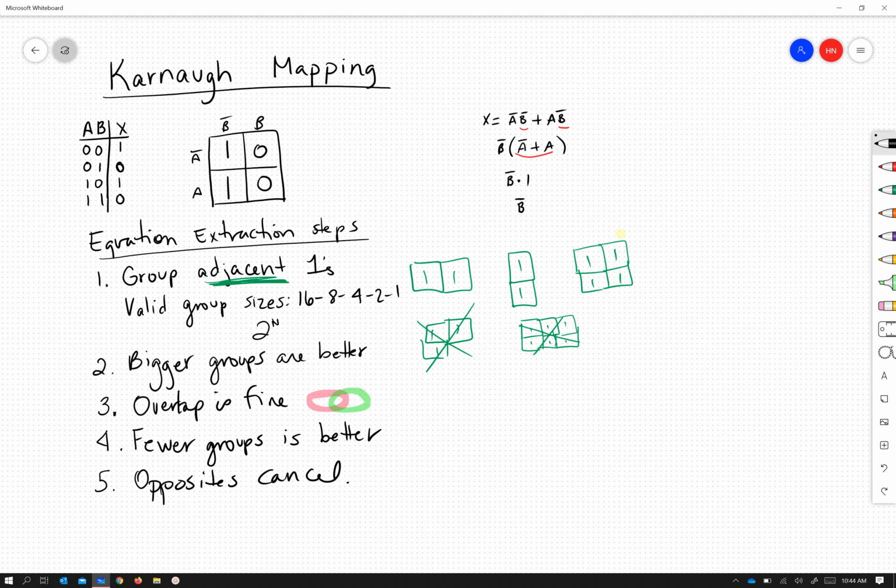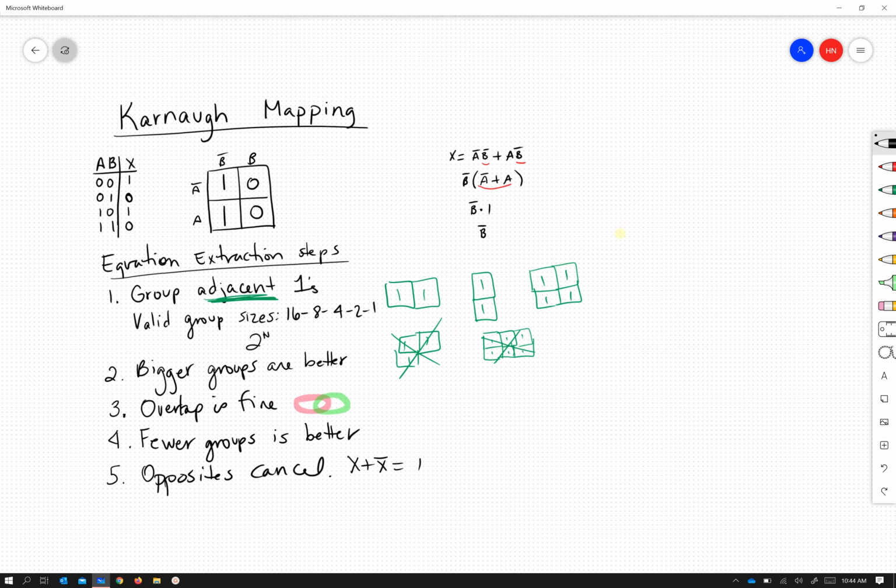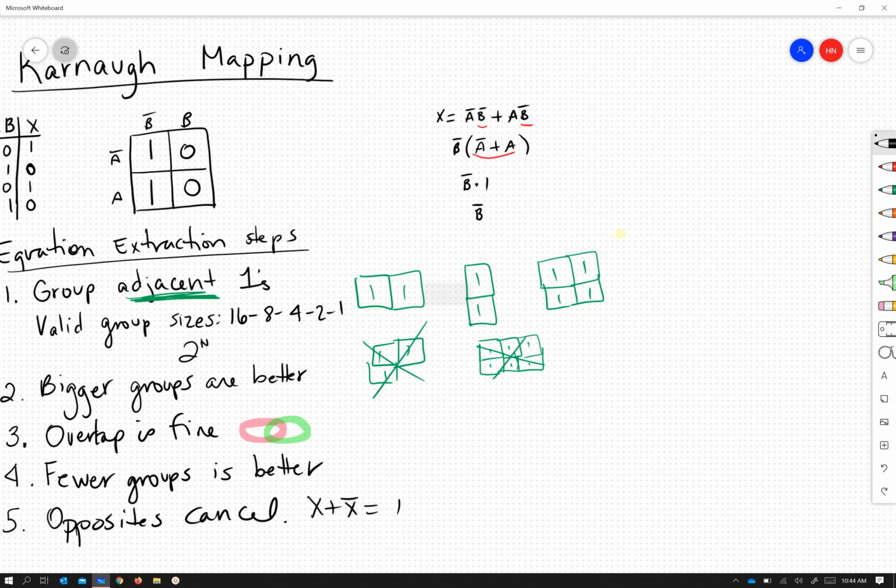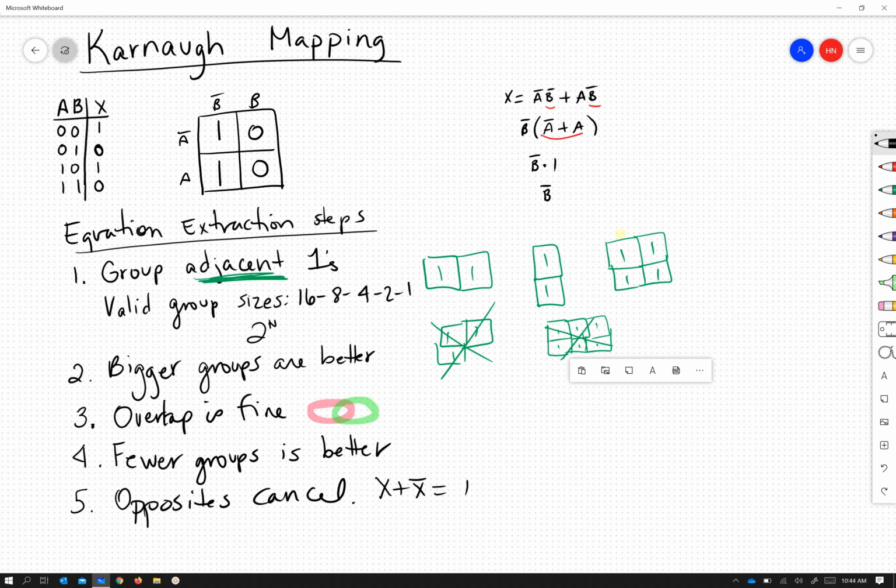So that is the theorem that says if you have x or not x, it equals 1, right? They cancel to 1. That's what I mean. All right. So that's how you get the equation out. So let's practice on this one that I just drew on the first one.